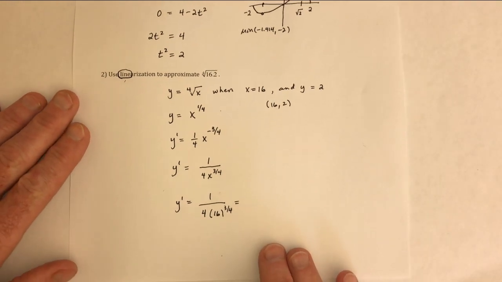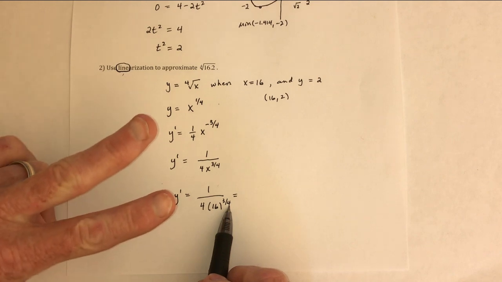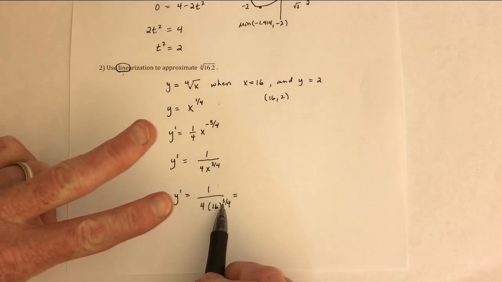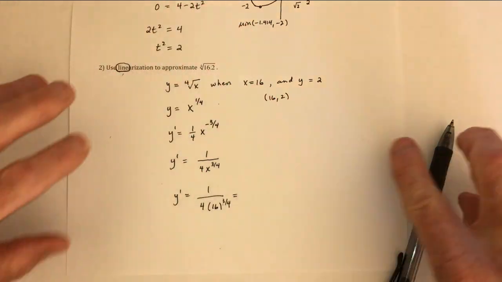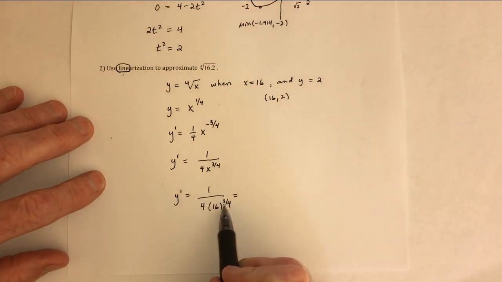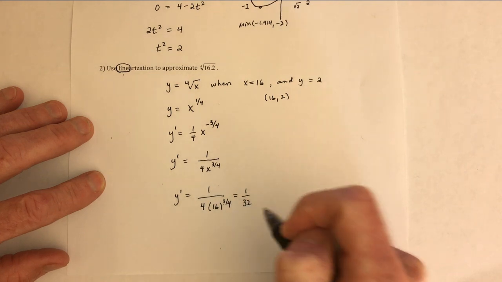And then let's see if I can do this without a calculator. So this means take the fourth root of 16, that would be 2. And then cube of 2, that would be 8. So this turns out to be an 8 times 4, so the slope is 1/32.